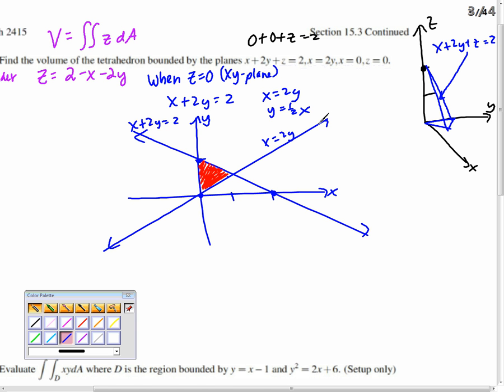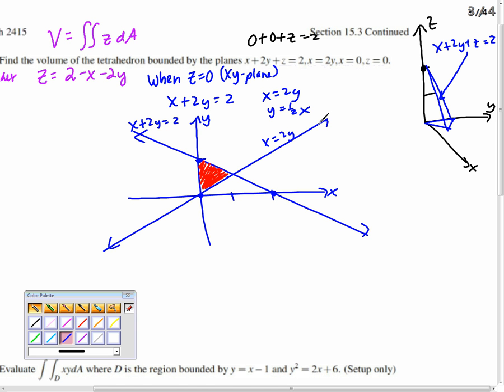But where does x equals 0 come in? X equals 0 bounds it by this right here. Without it, it would just go on forever this way. That's how this third line gives us the triangle right here. X equals 0 right here.